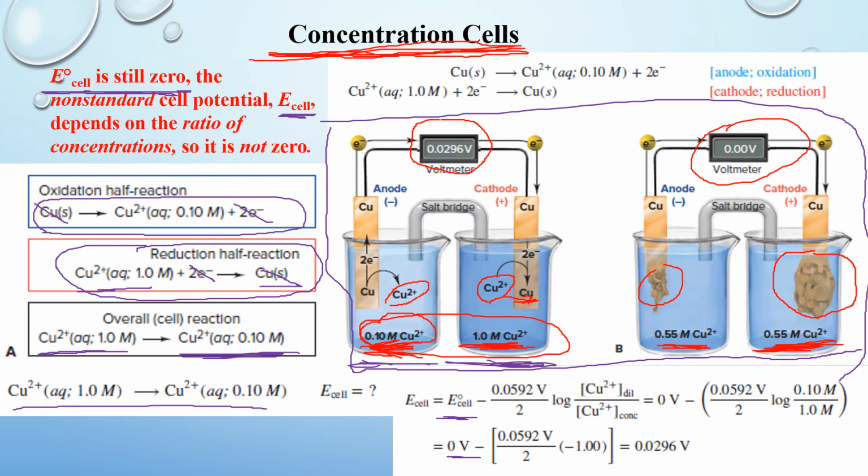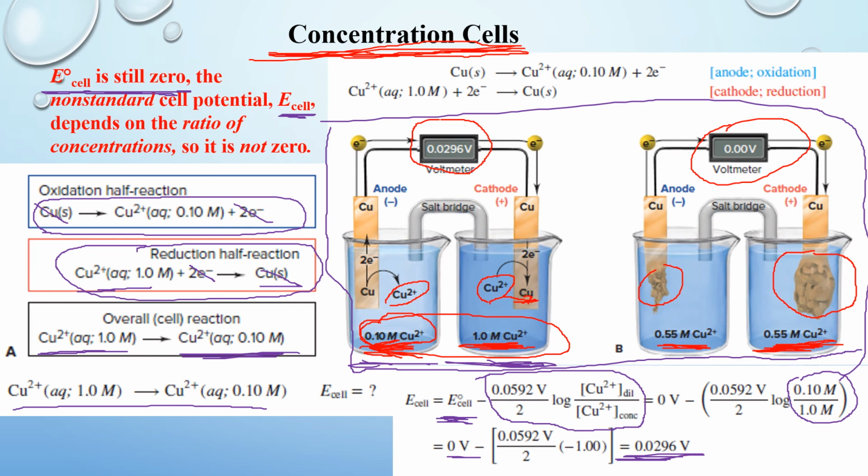So in terms of calculating this cell potential in this concentration cell, we said the standard E cell is still equal to 0, but for the rest of this equation, we can still apply this equation at room temperature. So we have diluted concentration divided by concentrated concentration. So we can make the calculation, and that's the potential, which is what we measured here.